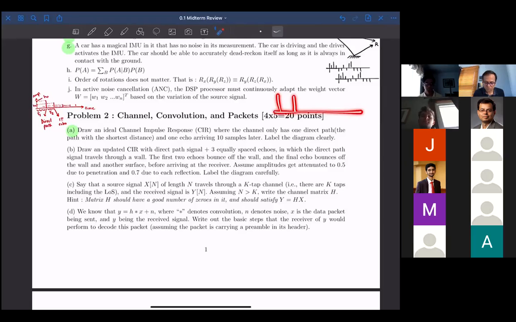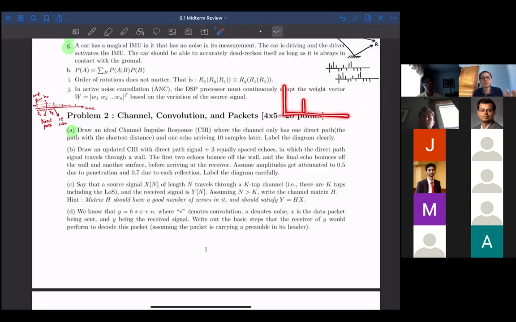If it is going through a wall, what should happen to that line? Should it shift? The amplitude should become smaller, right? It should not shift in time. The line of sight path arrives at the time it arrives. If it came through a wall, then the amplitude goes down.